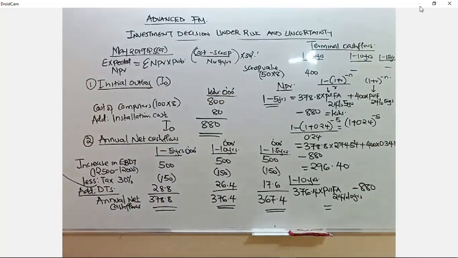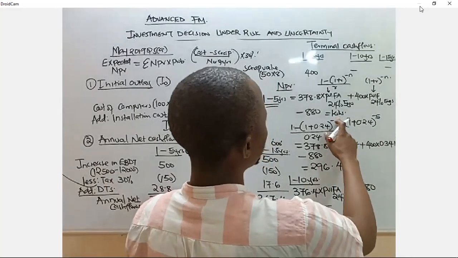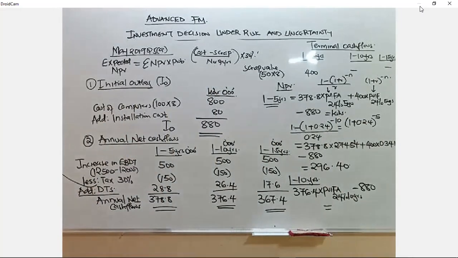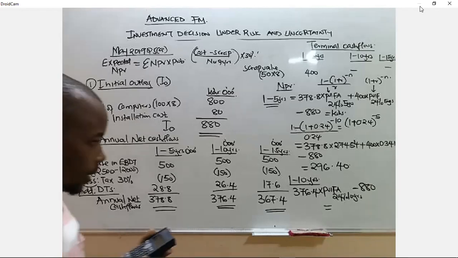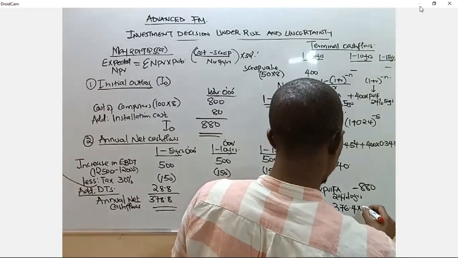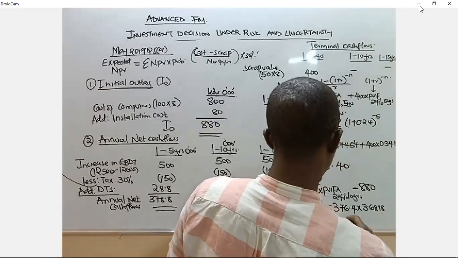So how much is this? I say 376.4. So we are going to be applying our formula again, but here you just change the n to 10. So it will be 1.24 raised to negative 10. Then I take 1 minus answer. Then we divide by 0.24. I'm getting 3.6818. You multiply by 376.4.